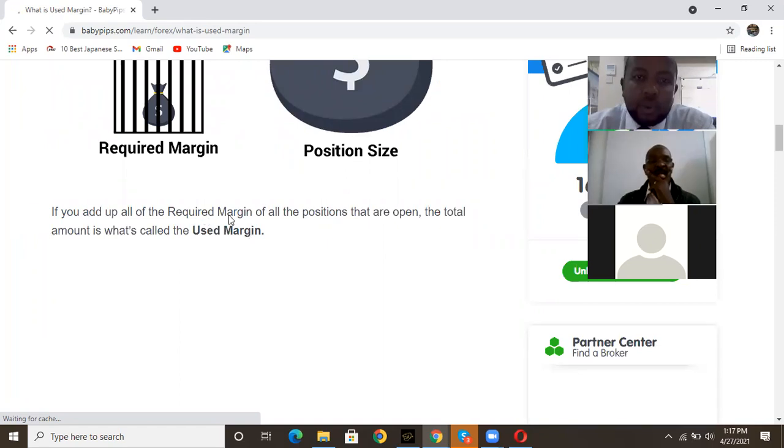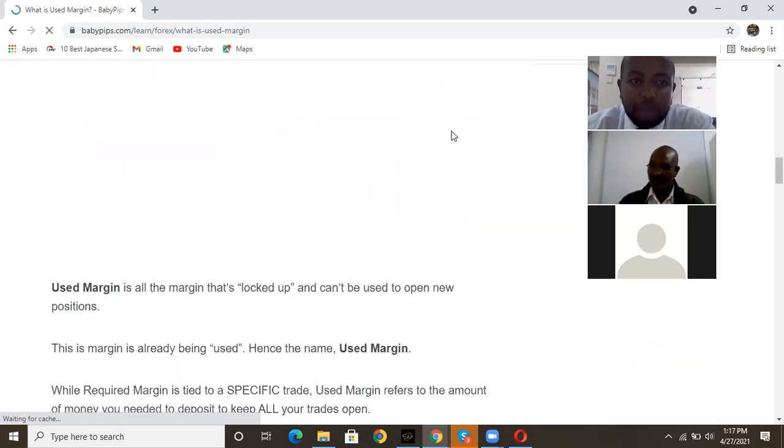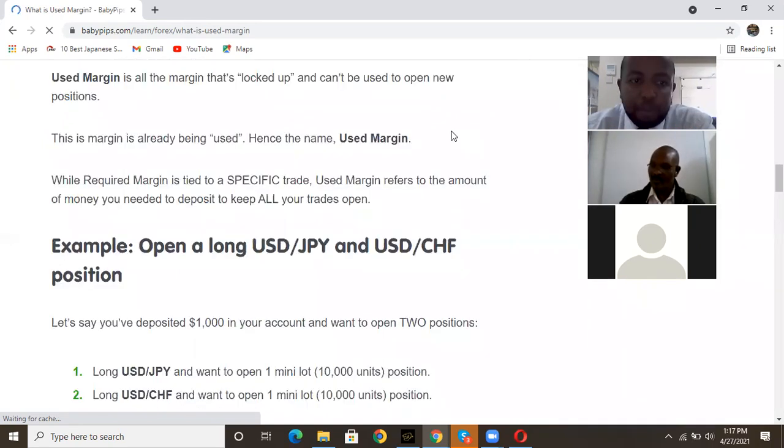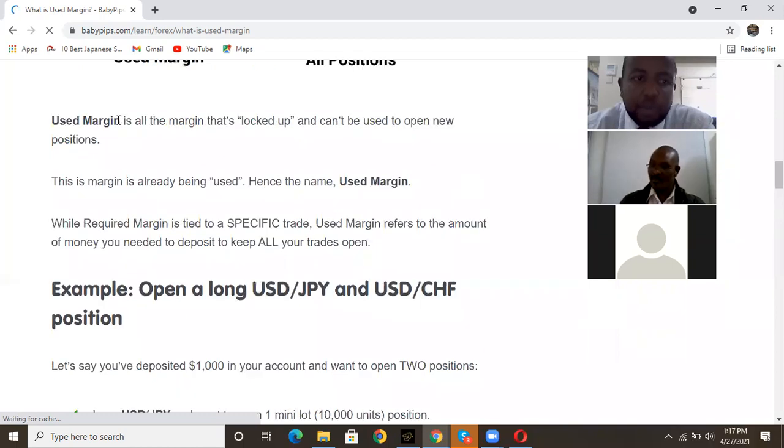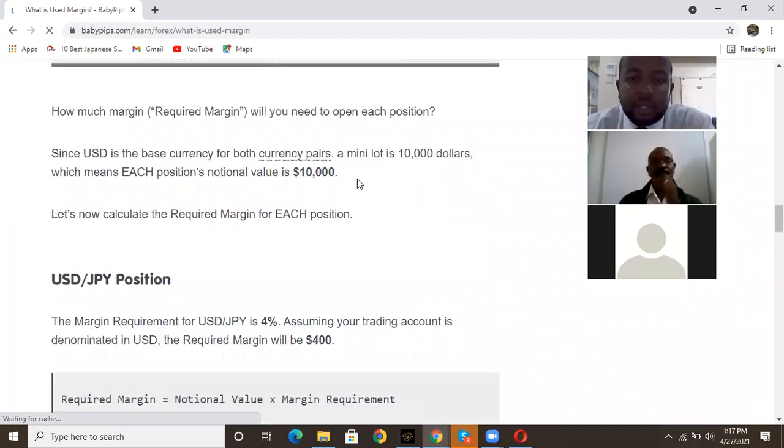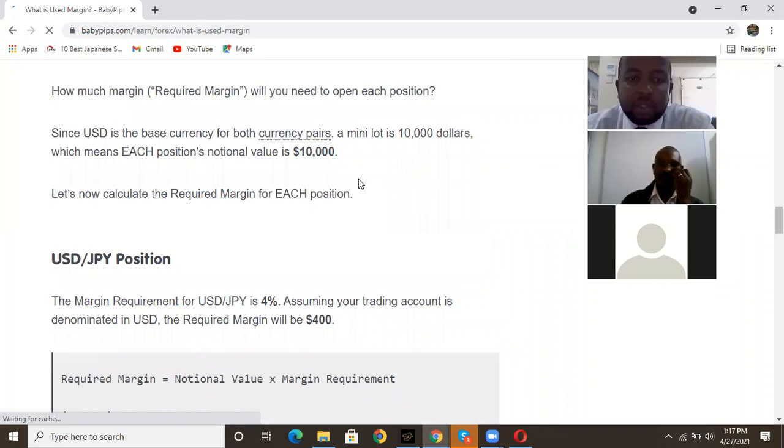At least I hope you are following. Every position has a required margin. If you have all those positions open, the total amount is what we call used margin. Used margin is the margin that's locked up and can't be used to open new positions. Sometimes you might exhaust your margin in a way that you cannot open new trades. That means you have to close some trades to free up margin. I believe that's fine, so let's continue to the next.